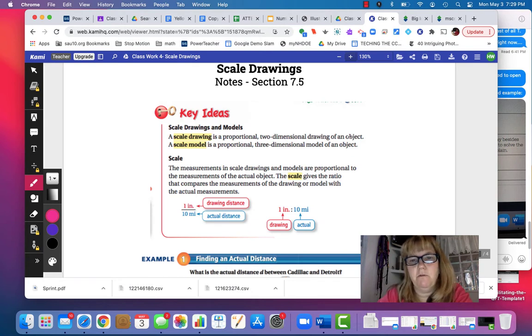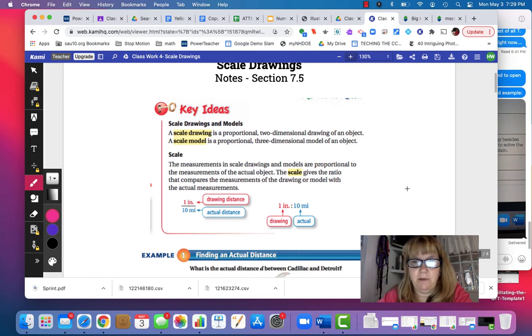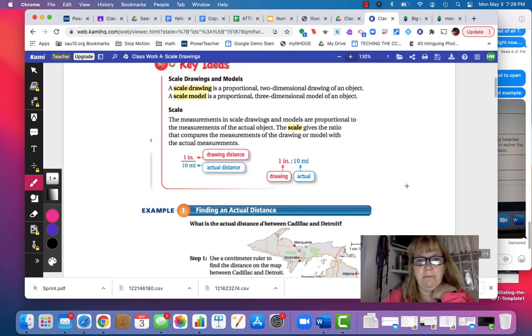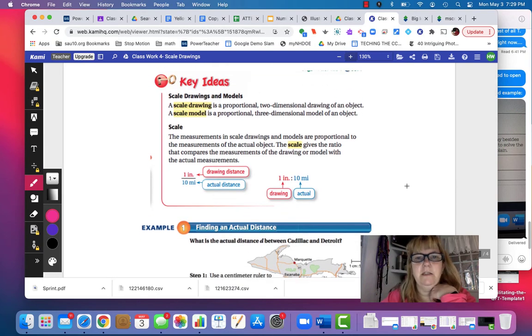By now you should have listened to my daughter Brenna explain why scale is important in real life. She is one year away from having her master's in architecture, so she's used scale for a long time. A scale drawing is a proportional two-dimensional drawing of an object.